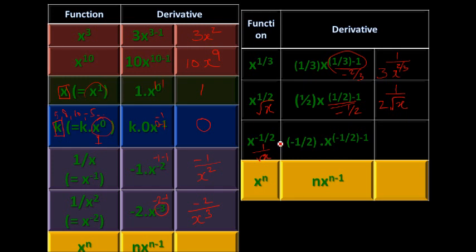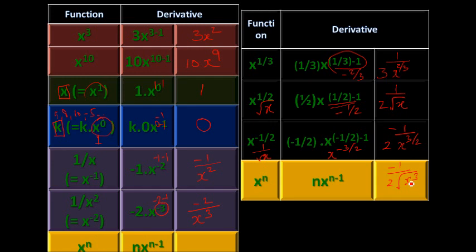So, what happens for 1 over root x? Apply the formula again. If you have a problem with 1 over root x, take it as x to the power of negative half and use the formula. Negative half, x power negative half minus 1, which is x to the power of negative 3 over 2. Therefore, it is negative 1 over 2 x power 3 over 2. I can also write it as negative 1 over 2 root of x cube. If you are very good in exponents, you can just rewrite this as root of x cube.